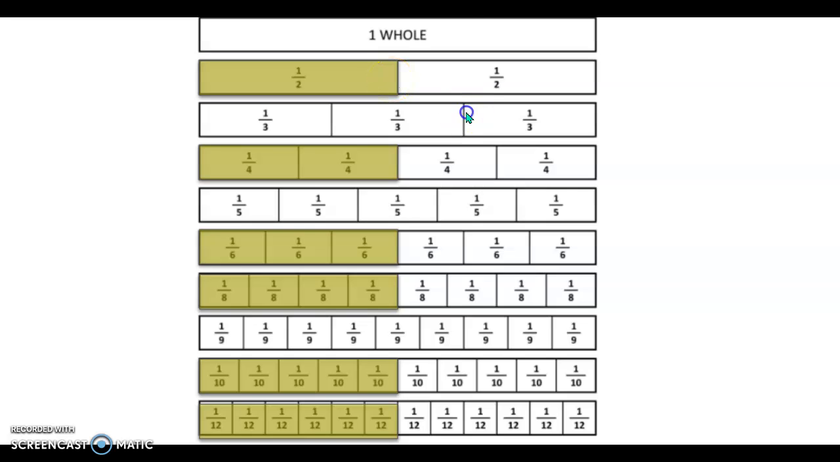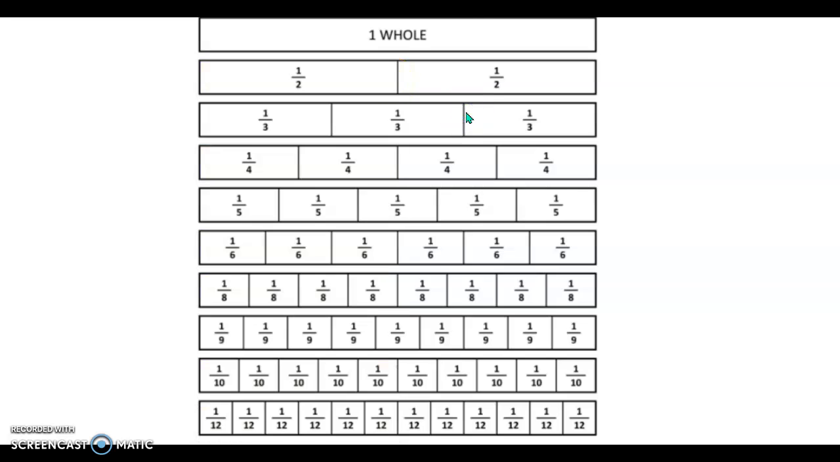All right, let's try another one. So again, I have my yellow paper. Mine's white just because it's easier to see. And this time, instead of halves, I want to look at 1/3. So we're going to do the same thing. 1/3 starts here and it ends here. I want to find another fraction that ends at the same spot.